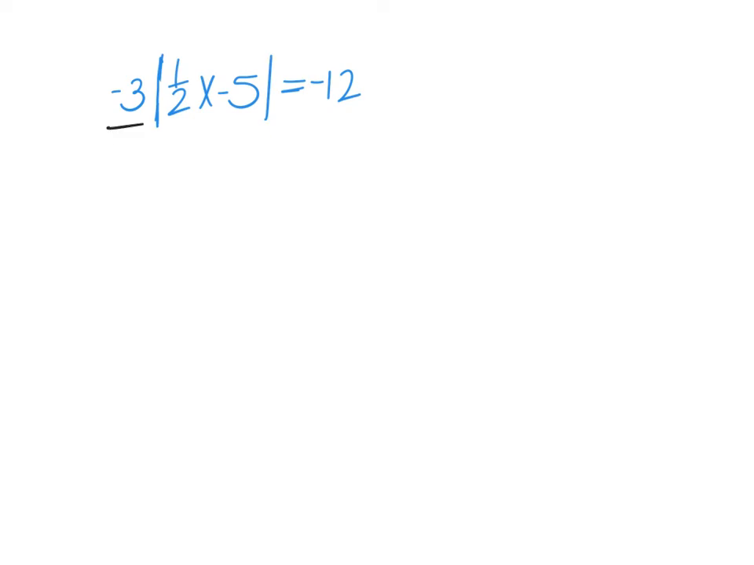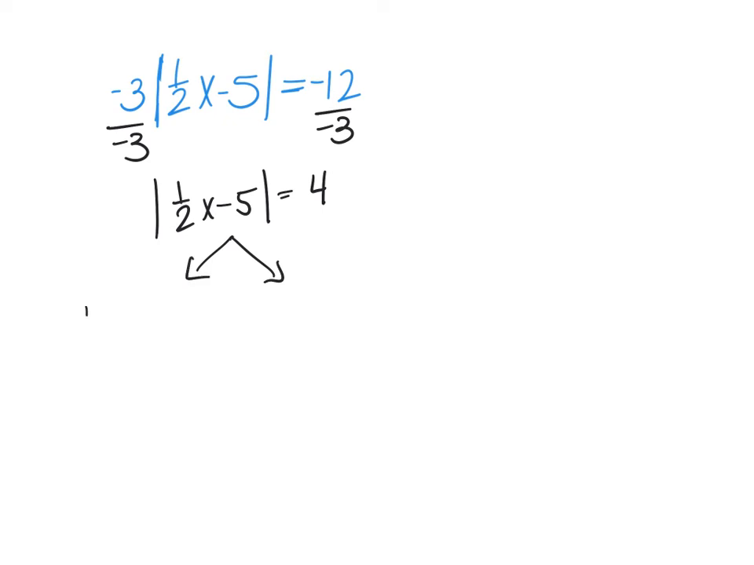So here we're going to divide by negative 3. And I have the absolute value of 1/2 x minus 5 equals positive 4. See, we can't make an assumption about whether it's no solution or not until the absolute value is by itself. So now I can write my two equations because the absolute value is equal to a positive. So 1/2 x minus 5 equals 4. And 1/2 x minus 5 is equal to the opposite, negative 4. And so I'll also add 5.